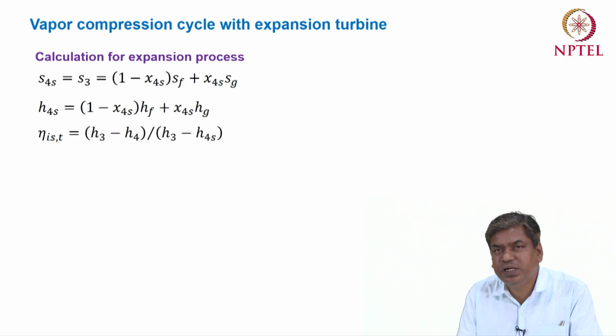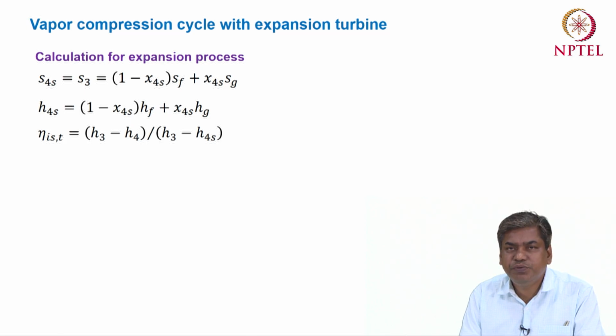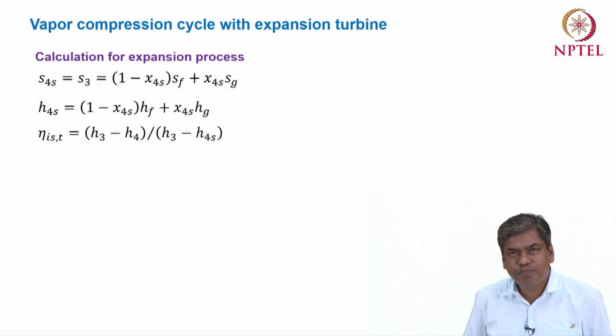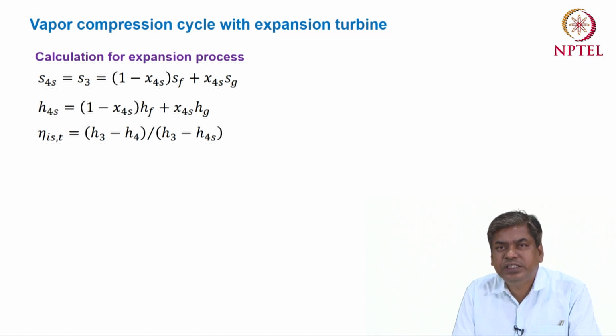After that we can use the isentropic efficiency of the turbine, that is basically (H3 minus H4) by (H3 minus H4s). Isentropic efficiency tells how much the process deviates from the isentropic process. The isentropic efficiency of the turbine is defined as the actual work by the isentropic work. This is just the opposite of the definition for the compressor. For the compressor, the ideal work is less as compared to the actual work, so the isentropic efficiency of the compressor is defined as the ideal work by the actual work.